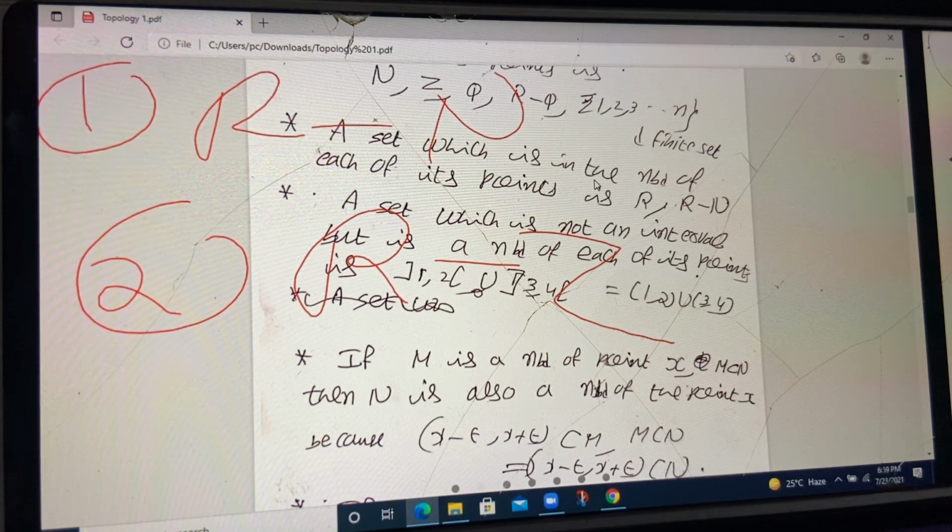Shall I repeat? Example of a set which is not an interval but is in the neighborhood of each of its points. Example: first, number 1, R minus N. Number 2, R minus Z.